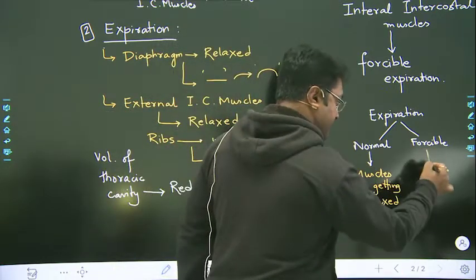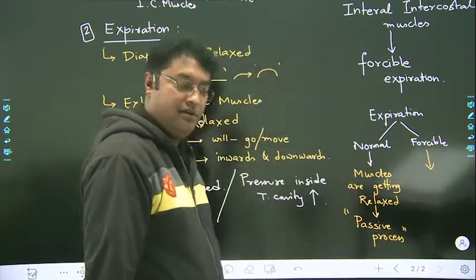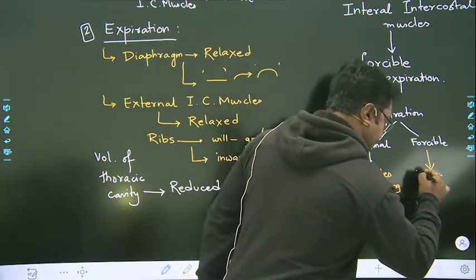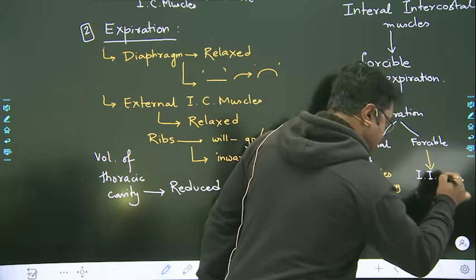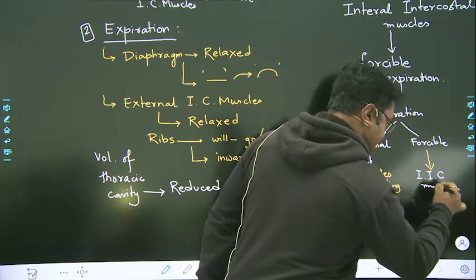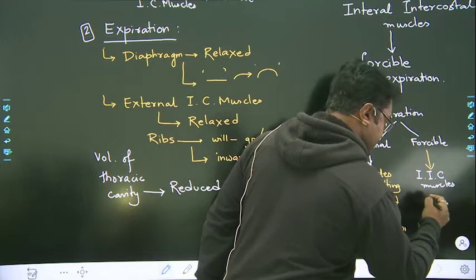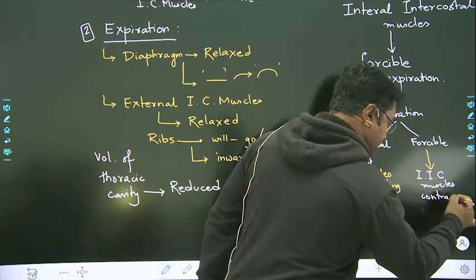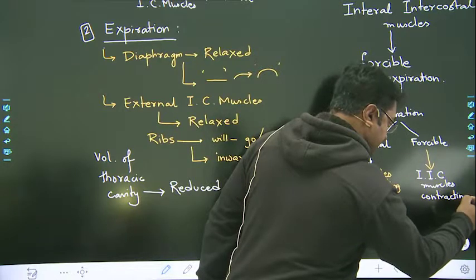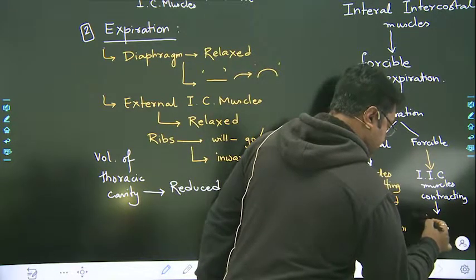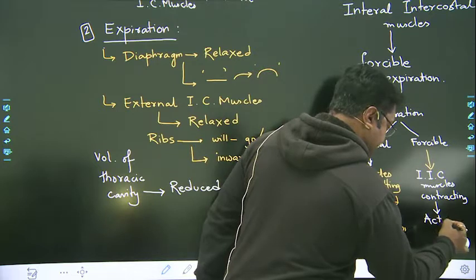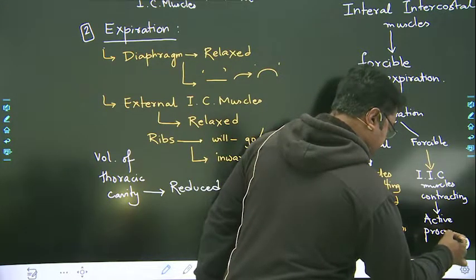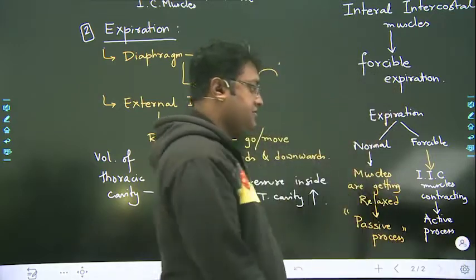And when I talk about the forcible one, in forcible expiration, generally the internal intercostal muscles are contracting, and hence this will be an active process.